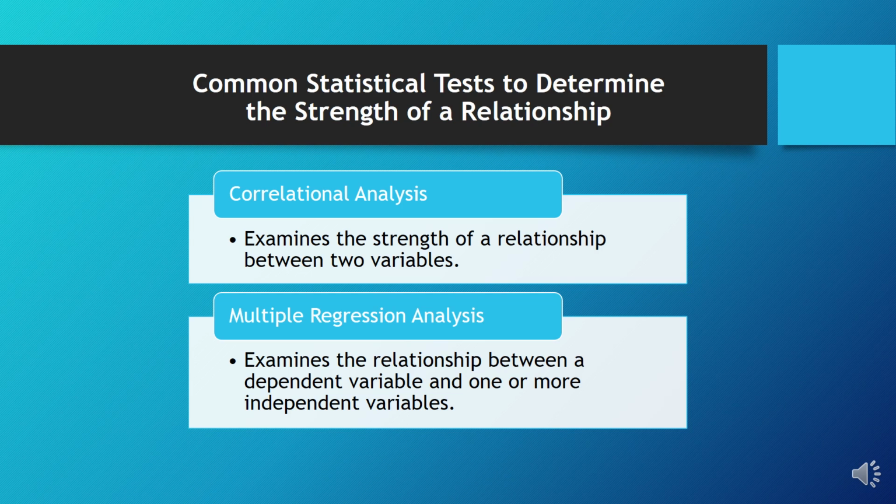Common statistical tests to determine the strength of a relationship include correlational analysis, which examines the strength of a relationship between two variables, and multiple regression analysis, which examines the relationship between a dependent variable and one or more independent variables.